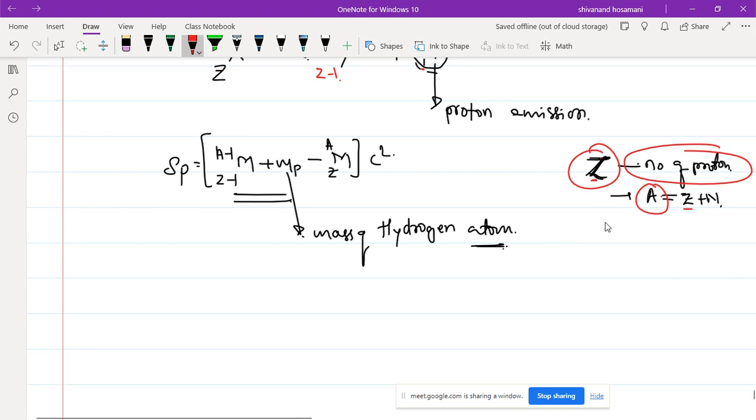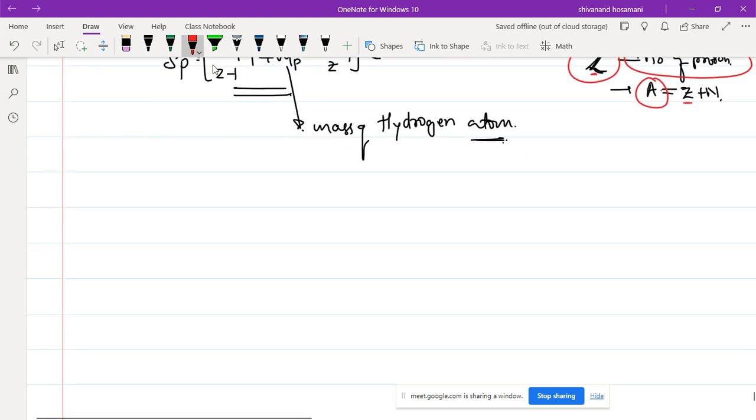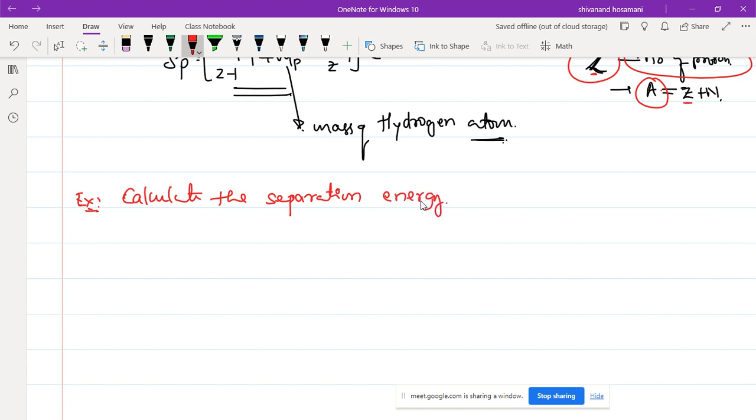So simply they may ask like this. We'll solve one question here. Example: calculate the separation energy of the last added neutron in helium.